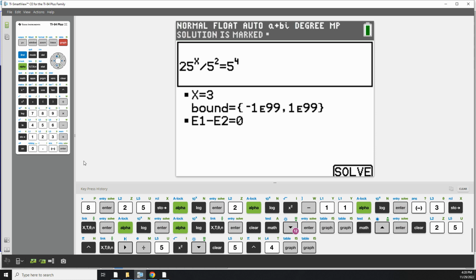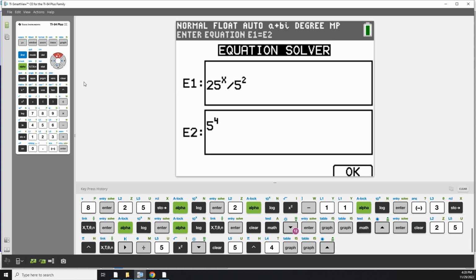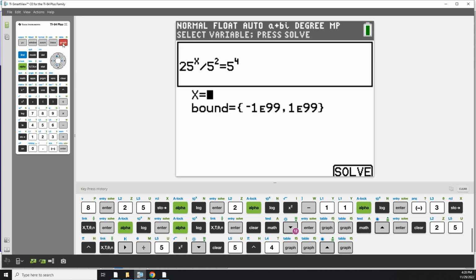Pretty bad, huh? Need me to slow down? Did you get this entered? 25 to the x divided by 5 squared, and it equals, the right side is 5 to the 4th, huh? So you just hit OK, you hit the F5 twice. Once, twice, it's solved.